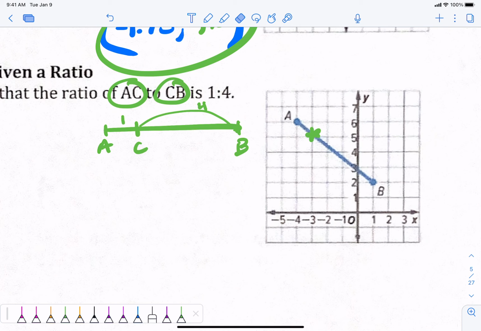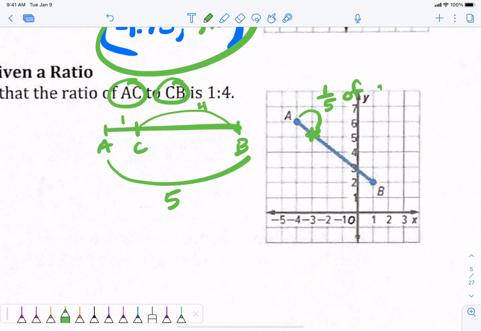Now when they represent it like this, how long is that entire segment sectioned off into? It's like 5 units long, right? So 1 to 4 is the relationship between the two, but this is basically saying 1/5 of the distance. Does that make sense? Even though they represent it as 1 to 4, 1 in comparison to 4, that means it's 1/5 of the distance, okay?